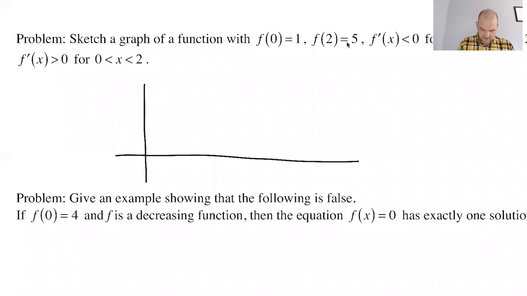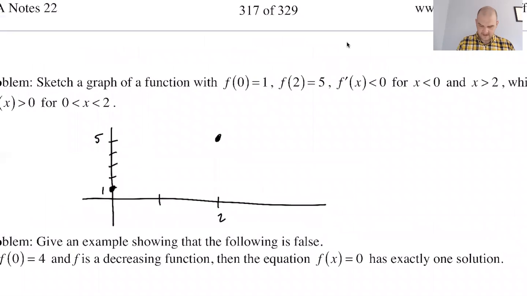f of 0 has to be 1, 2, 3, 4, 5. Oh man, and then I got that wrong. f of 0 is going to be 1, and then 2, 3, 4, 5. f of, what? I only need 2. Hold on, let's go wider. 1, 2. f of 2 is 5. Okay, perfect. We nailed that. Give us more stuff like that.